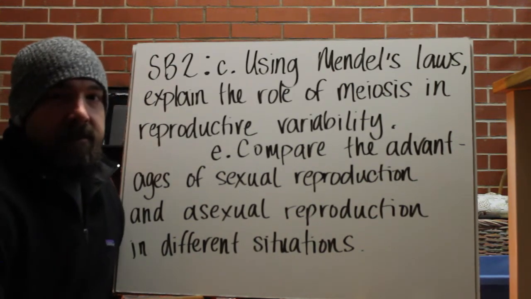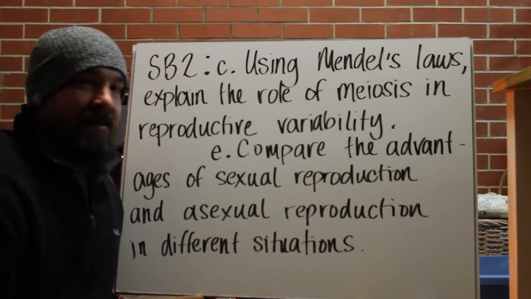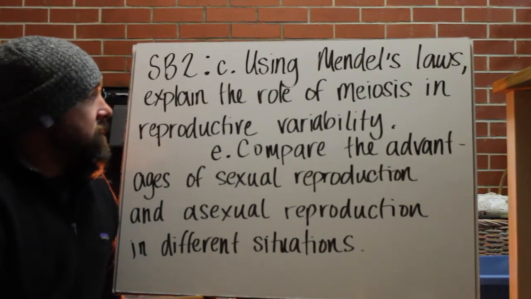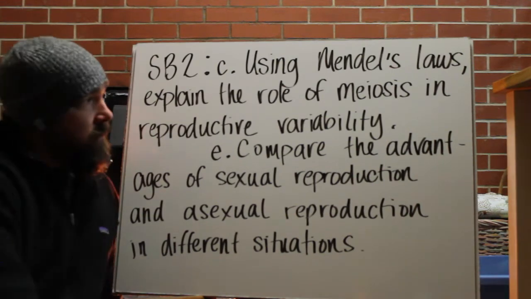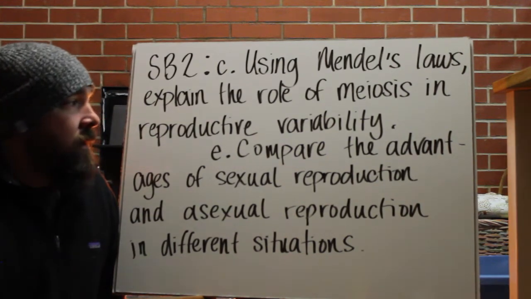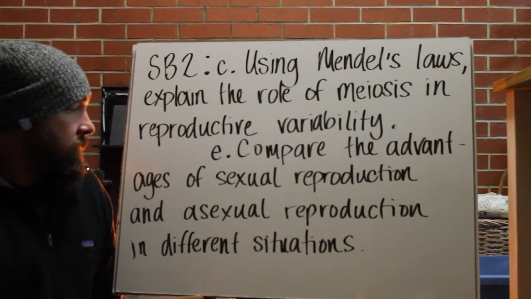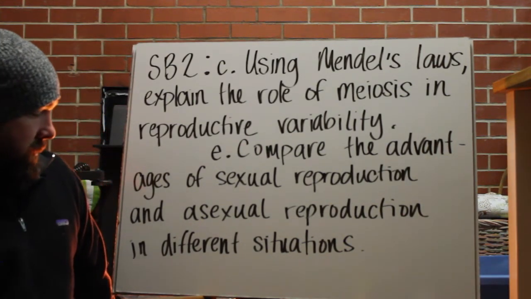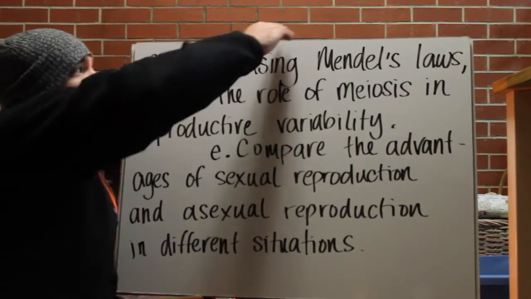SB2ce. We're going to combine two elements this morning and cover the basics. Using Mendel's laws, explain the role of meiosis in reproductive variability. In E, compare the advantages of sexual reproduction over asexual reproduction in different situations.